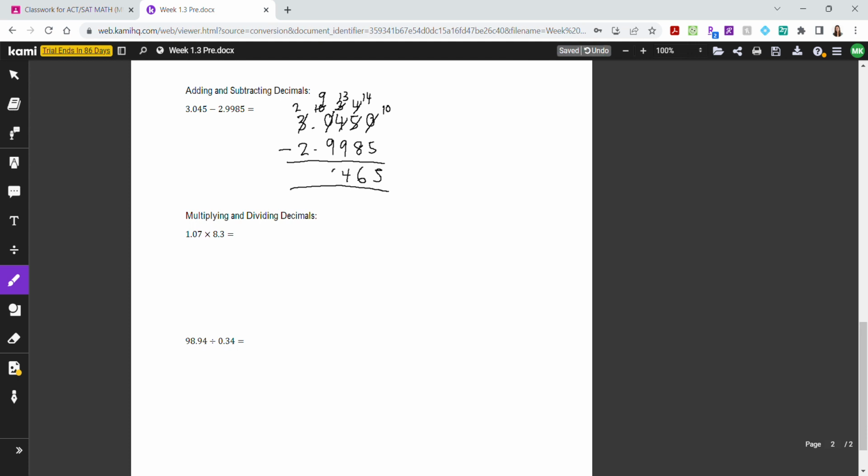9 minus 9 is 0. And then 2 minus 2 is 0. And that's how you do it. Alright? So just like I said, remember, for adding and subtracting decimals, make sure the decimal points are in line.